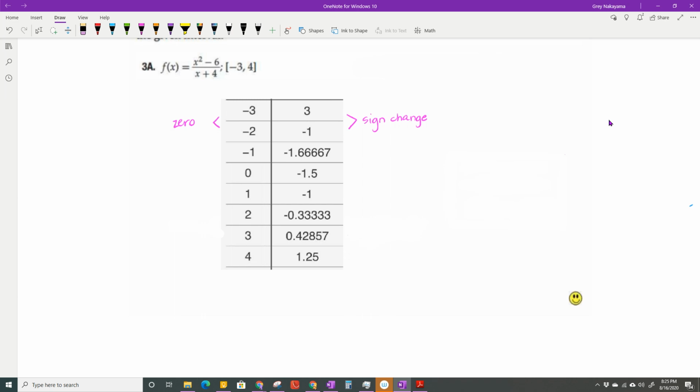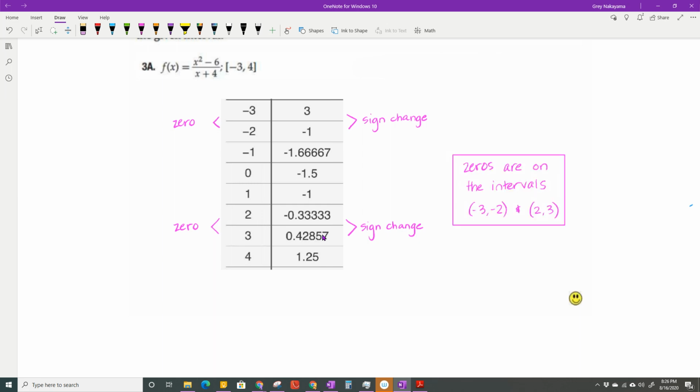So that was from 3 to -1, then still negative, negative, negative, negative, positive. So from here to here, again, another sign change. It doesn't matter the direction, negative to positive or positive to negative, I just changed signs. So again, I have to have a 0 in between those two numbers. And that's as simple as it is. There are zeros on the intervals from -3 to -2 and 2 to 3. This is how we write our intervals.